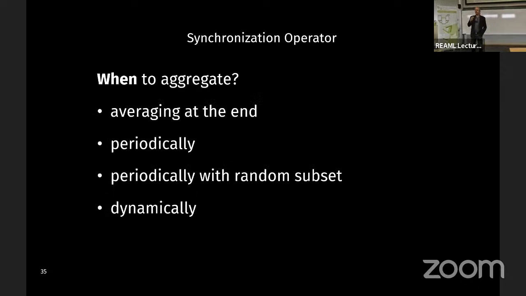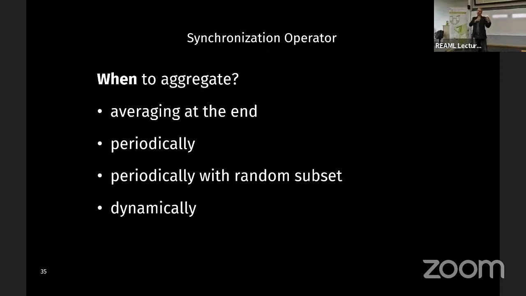Now, the second big question is, when do you aggregate? There are actually countless possibilities, but the big ones I want to discuss today are these. You can do it once at the end. So you have all your local clients, you run your learning algorithm till convergence, till you're very happy with the local model. You aggregate them once using averaging, for example, and then you go out and say, this is my model. This usually does not work very well.